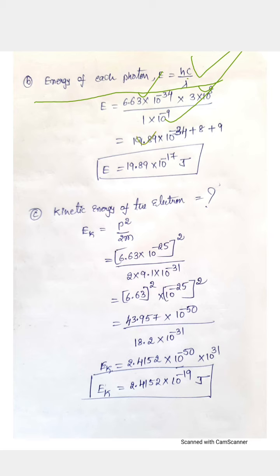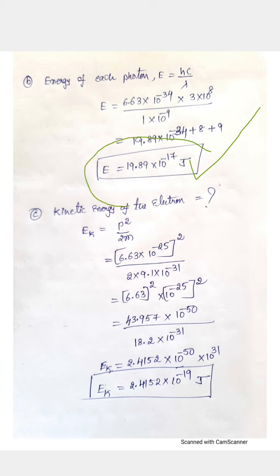6.63 into 3, that is 19.89. 10 to the power minus 34 into 10 to the power 8. If you take the denominator 10 to the power minus 9 to the numerator, what will it be? 10 to the power plus 9. Now, bases are the same, which means we have to add all the powers, so 10 to the power minus 34 plus 8 plus 9, giving 19.89 into 10 to the power minus 17. This is the energy of a photon. Energy of the photon we have calculated.